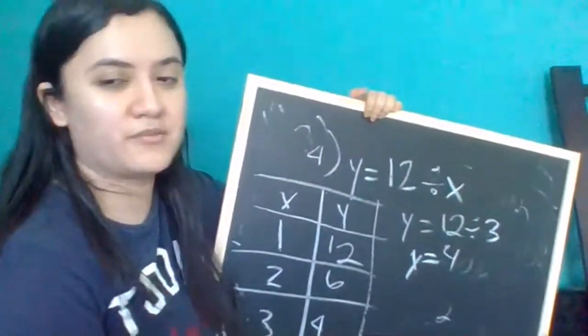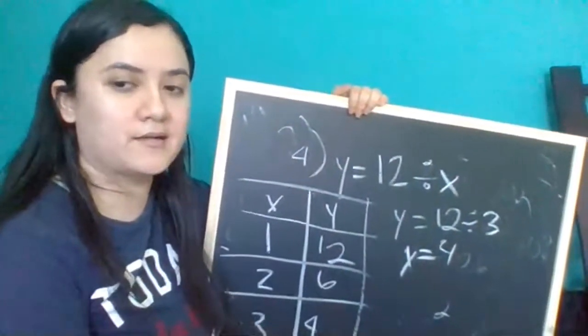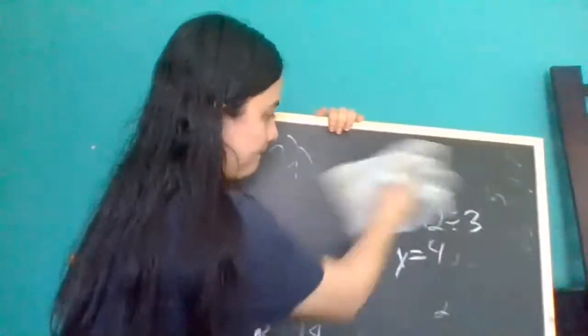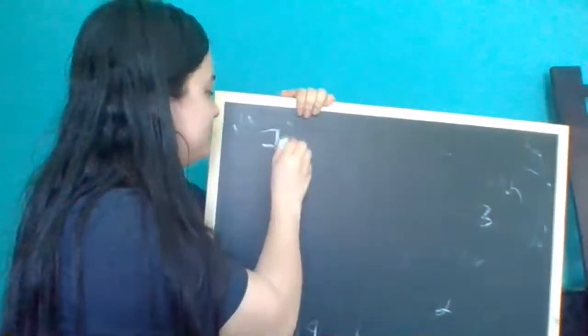Now, let's do number 7. We're going to jump to number 7 and then go back, okay? Just to make things more interesting. This is the shortcut of Google. I don't have any eraser. So funny.